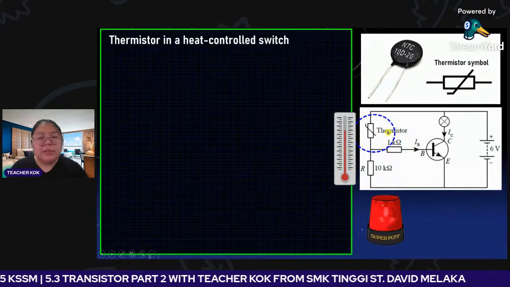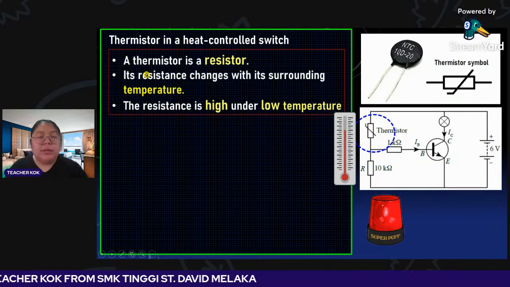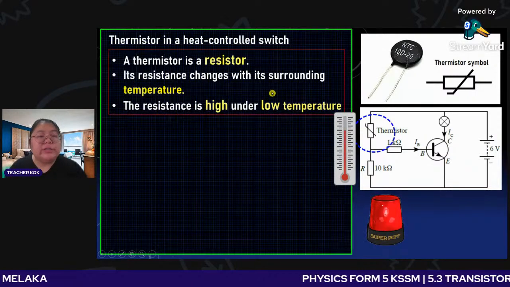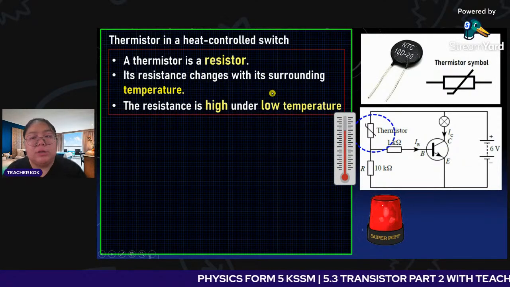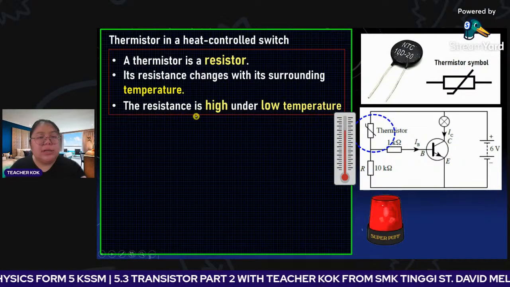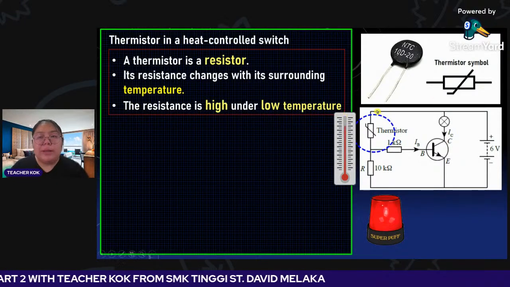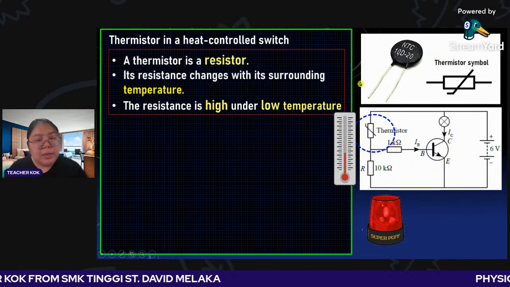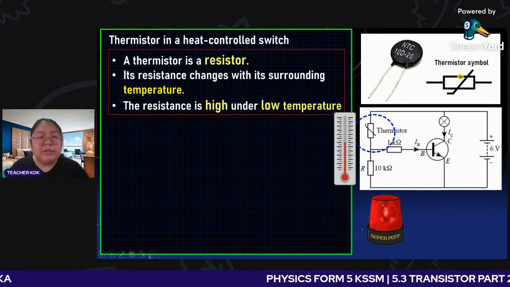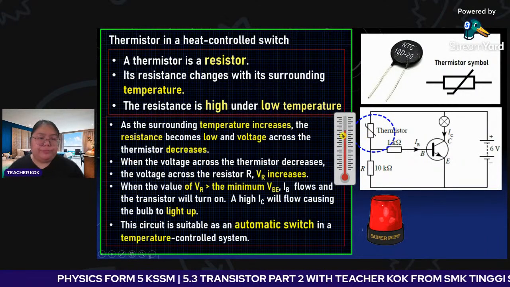Now I put the thermistor at the top. So we see what happens. A thermistor is a resistor whose resistance changes with the surrounding temperature. The resistance is high under low temperature. When there is a low temperature, automatically the resistance becomes very high. During high temperature, when suddenly the fire comes, the resistance will drop.